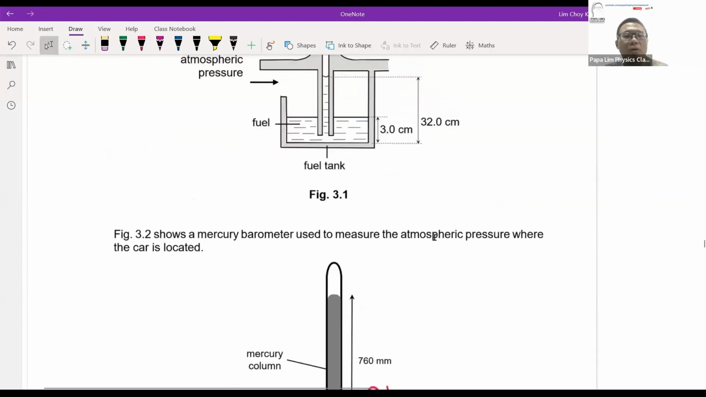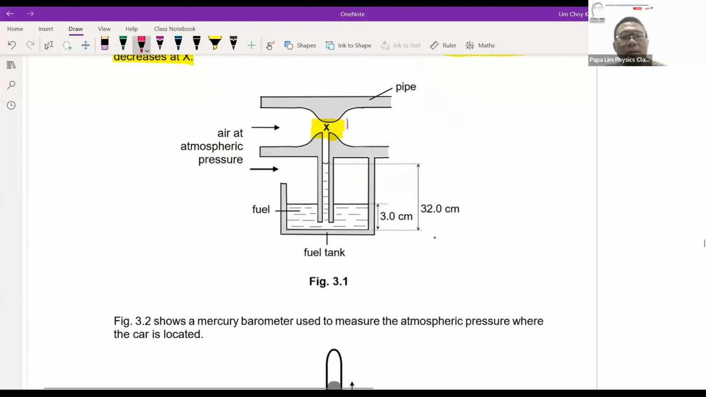When we refer to figure 3.1, how do I know that this section here is at a lower pressure? Other than the fact the question told me about it, how does figure 3.1 represent it? This area is P atmospheric pressure. How does this picture depict that the pressure is actually lower? It's by the fact that the water column here is higher than the rest. This additional water level means there is a difference in pressure, which means the atmospheric pressure is larger than the pressure at X.